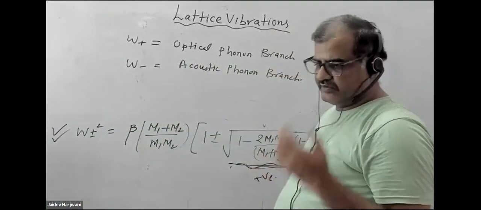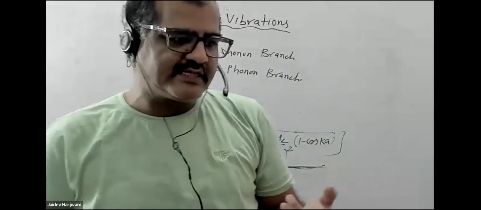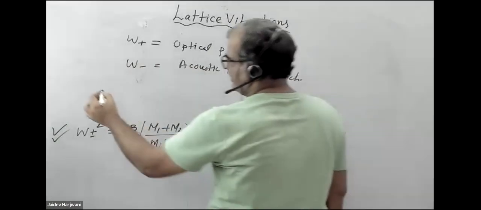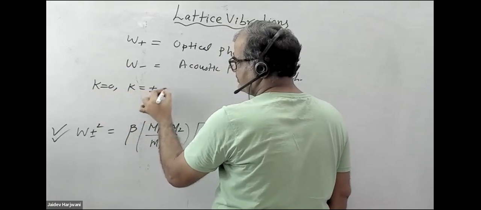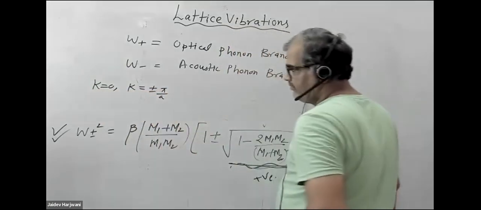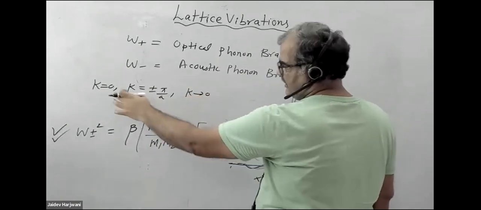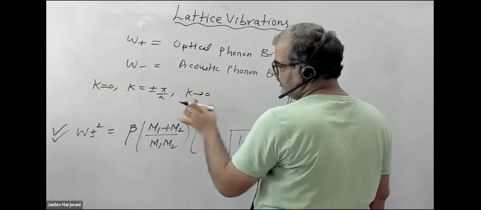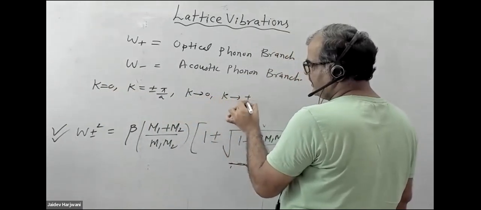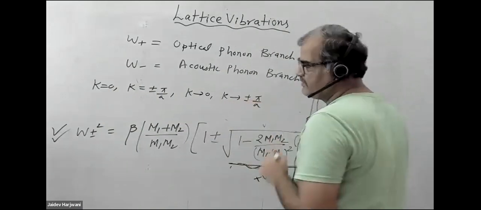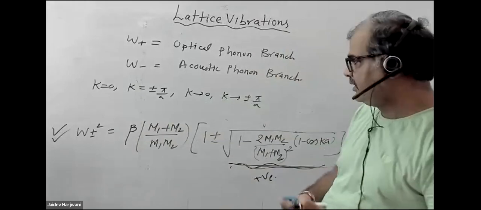Now we have to see how these dispersion curves change at the boundaries. So we'll see what happens at k is equal to 0, and at k is equal to plus minus pi by a, at the Brillouin zone boundaries. What happens when k tends to 0, near k is equal to 0? And what happens when you go to k equal to minus plus pi by a? At these boundaries, what is the expression for our dispersion? How do our dispersion curves change? Okay, so let us discuss.